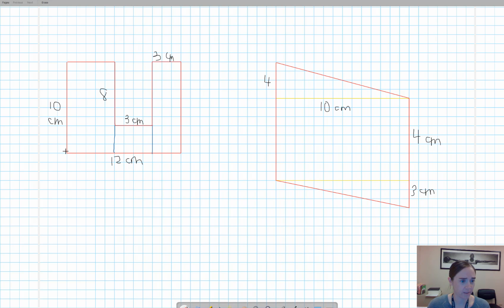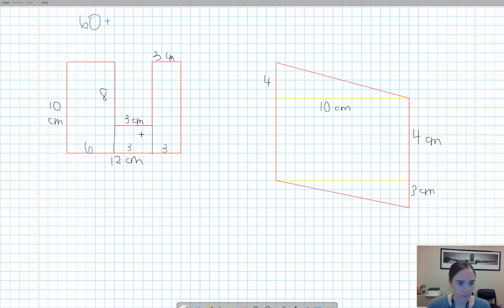So I know that this side is 10 centimeters, but I don't know what this side is. That's what I have to find. If I know that this whole thing here is 12, I know that this piece of it is 3, and this piece is 3. So 3 plus 3 is 6, so what's left over here is 6. If I'm going to find the area of this section, I would do 10 times 6, which is 60. Okay, so that's the first part of my area.